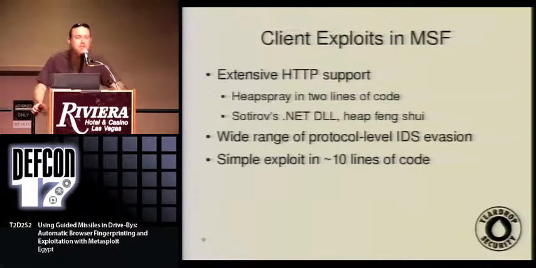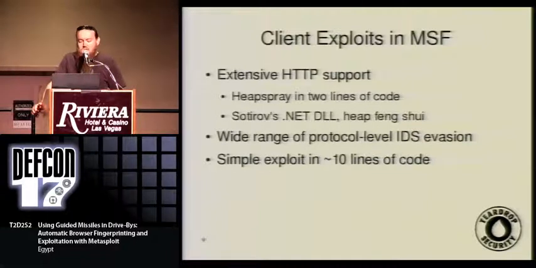Client exploits in Metasploit are relatively easy to write. There's extensive HTTP support. All of that stuff is already there. There's heap spray in 2 lines of code. That's a fairly complex technique, and you can do it in 2 lines of code in Metasploit. There's also support for other more complicated stuff. Sotirov's .NET DLL and heap feng shui stuff are both integrated, and it's fairly easy to use them. It's a lot easier than having to write it yourself and crapping out some big ugly HTML file. Everything is in Ruby. It's a lot easier to read, and in general much better.